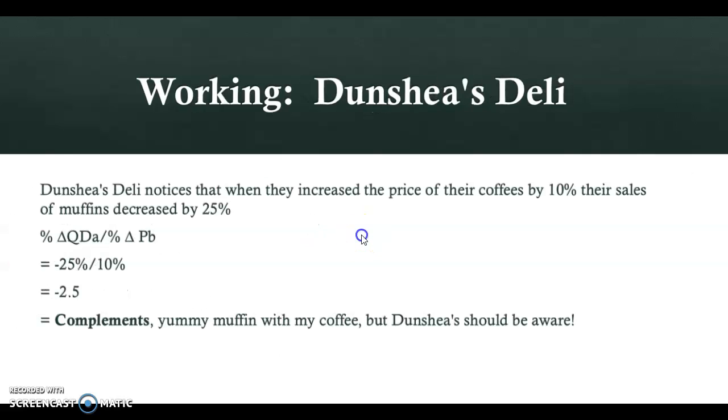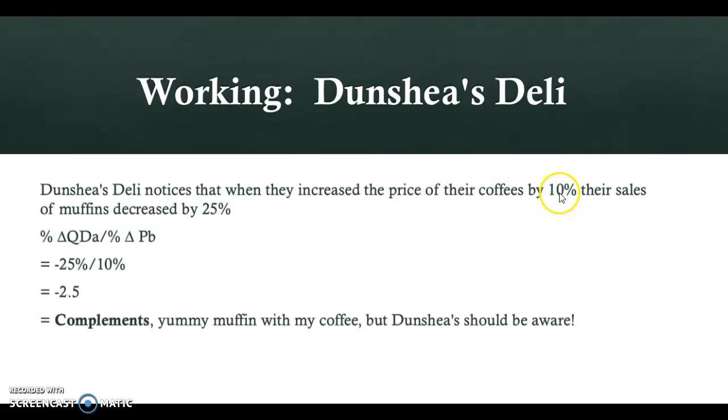Okay, so the other example is Dunshay's Deli. Totally made this up again. It's not true. Please don't go to them whenever they're open and tell them, okay, I'm just making up an example, keeping it relatable. All right, so it's easier because it's percentage change, right? So way simpler. And you can kind of guess by looking at it.